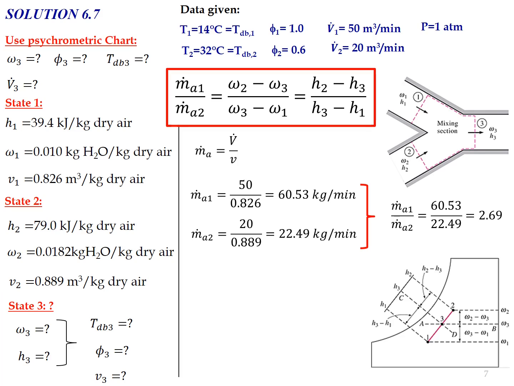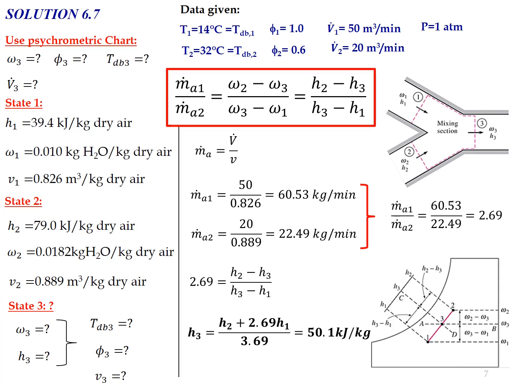Okay, now let's say we want to use the equation for mass flow rate and also the enthalpy difference ratio in order to determine H3 first. So we will get 2.69 equal to (H2 minus H3) divided by (H3 minus H1). Rearranging the equation, we get H3 equal to (H2 plus 2.69 multiplied by H1) divided by 3.69. Substituting all the values that we have, H3 will be equal to 50.1 kJ per kg.